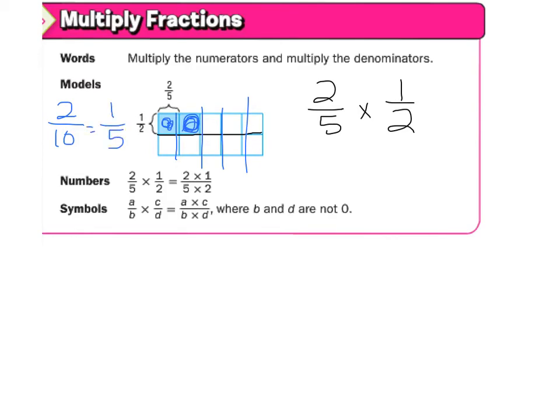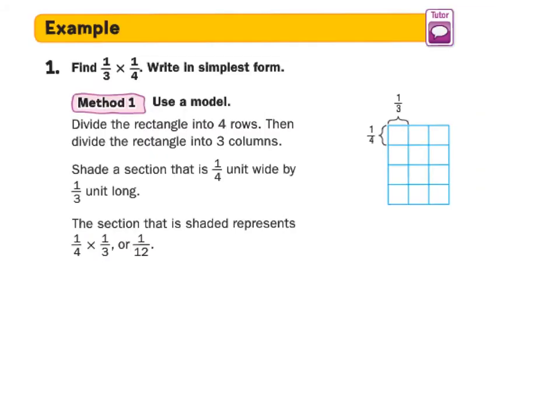We could do this with numbers as well. 2/5 times 1/2, we simply multiply the numerators, 2 times 1, and 5 times 2 on the denominators, and we can simplify. We can say it with symbols. A times C is what we do on top, and on the bottom B and D. Don't worry about that. So here they showed us on this one how to fill in a model.